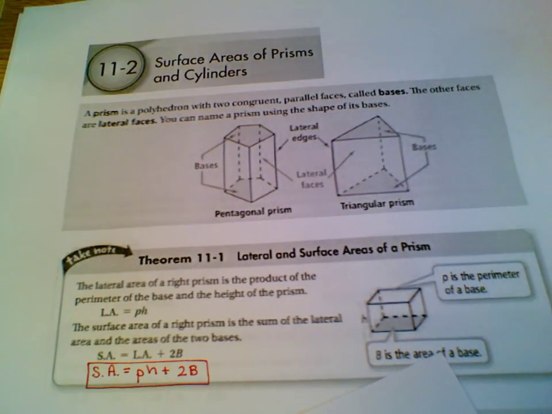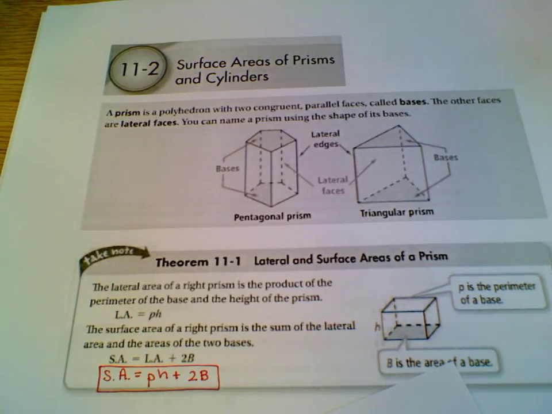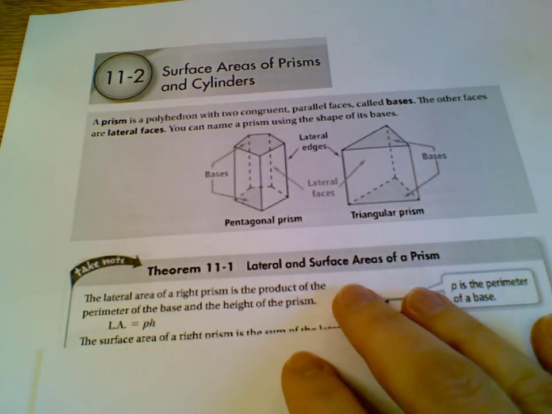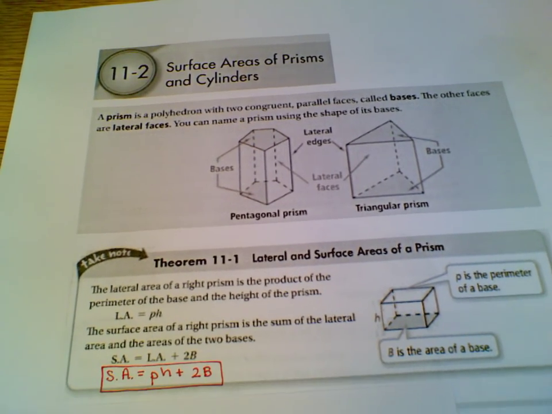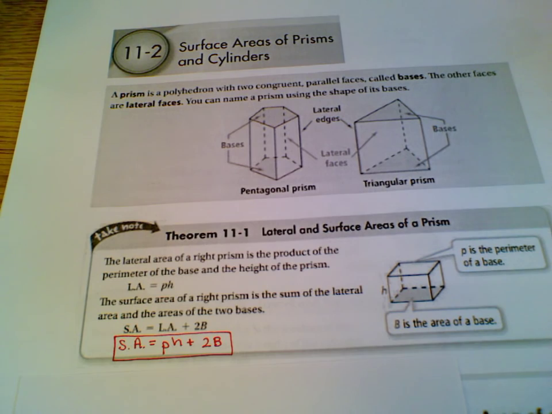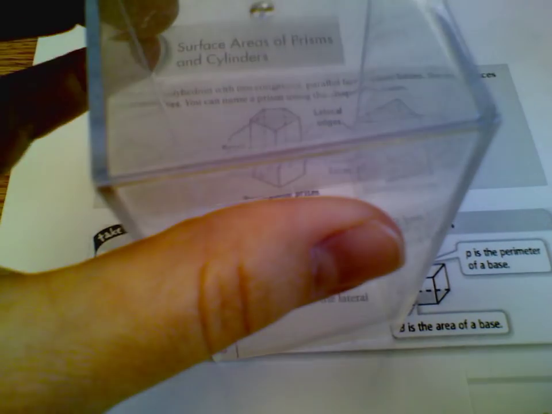Again, we're going to find surface area, and that means we're going to find the areas of all of the faces and add them all up. Your book will have you find lateral area, which just means you find all of the sides and not the top and the bottom, not the two bases. All of these sides is what you would find for lateral area.